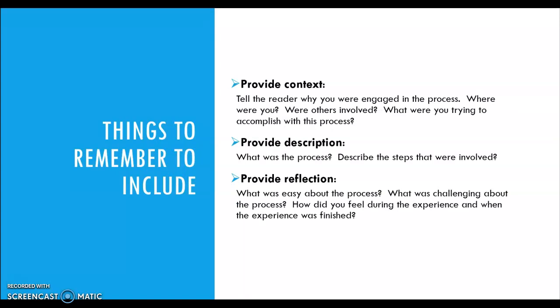Things to remember to include. You want to make sure you provide context, and all this is on your assignment instructions as well. So you want to make sure you tell the reader why you were engaged in the process. Where were you? Were others involved? What were you trying to accomplish with this process? And of course, we know, obviously, you were trying to accomplish getting enrolled here at school.